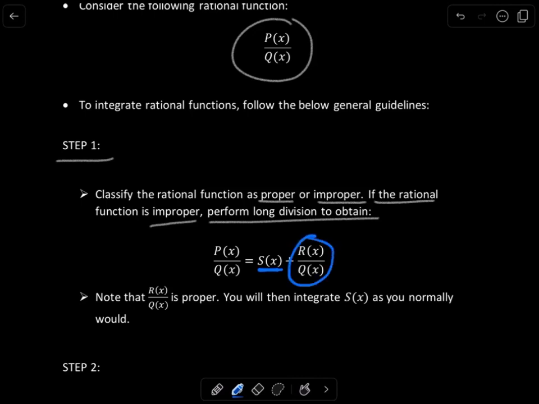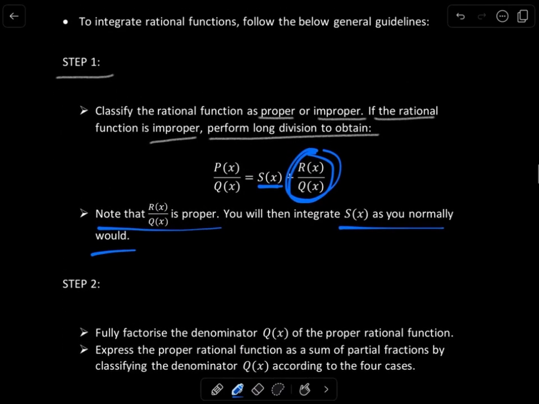And in all of the previous examples, r of x over q of x was a proper rational function, and we were able to integrate it. Now, in some cases, we may not be able to readily integrate it, where it can give us something of ln x, but we'll examine that case. So note that r of x divided by q of x is proper, and again, you integrate s of x as you normally would. So that's the case if we have something that is improper.